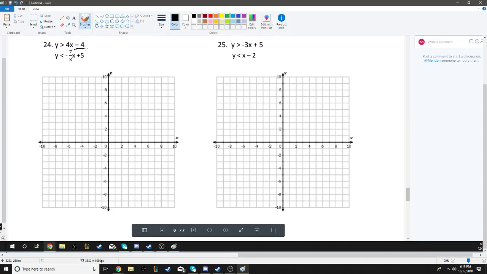For the next one, start at negative 4. Negative 1, 2, 3, 4. Go up 4 over 1, up 1, 2, 3, 4 over 1, 1, 2, 3, 4 over 1. Okay, I'm kind of just doing slopes in my head. And it needs to be a dashed line, because it is not greater than or equal to. So we just make the dashed line.